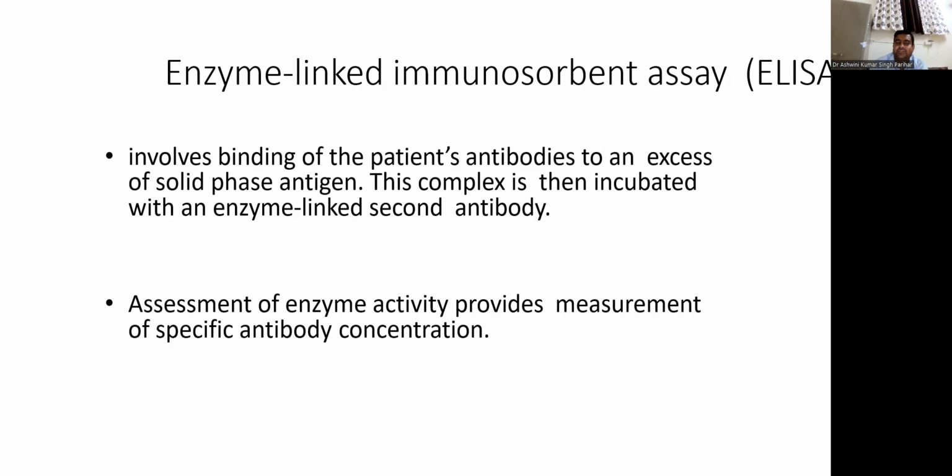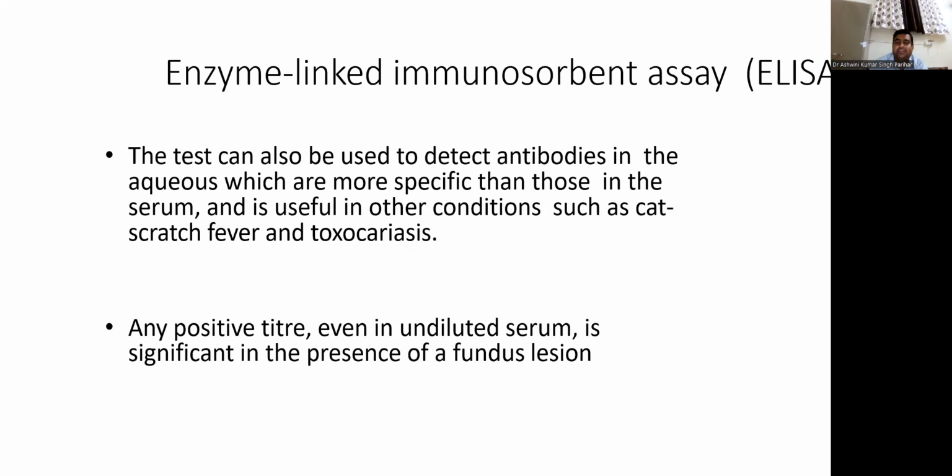ELISA is the most sensitive test, where the antigen-antibody complex is incubated with the enzyme and second antibody, and this test is highly specific, especially if we can do the aqueous tap and ELISA for the aqueous humor. It's quite specific and sensitive to make the diagnosis of other infectious diseases also, other than toxoplasma, like cat scratch fever. ELISA with any fundus lesion is significant in making the diagnosis even if it is in the undiluted serum.